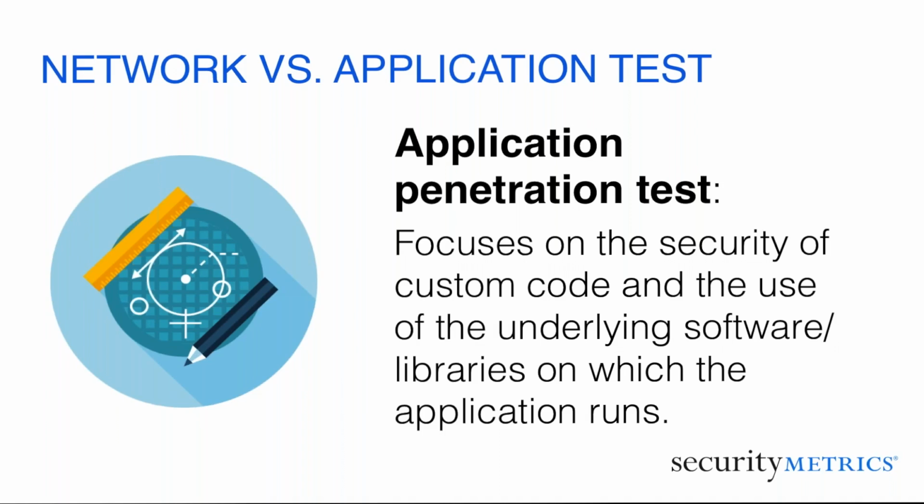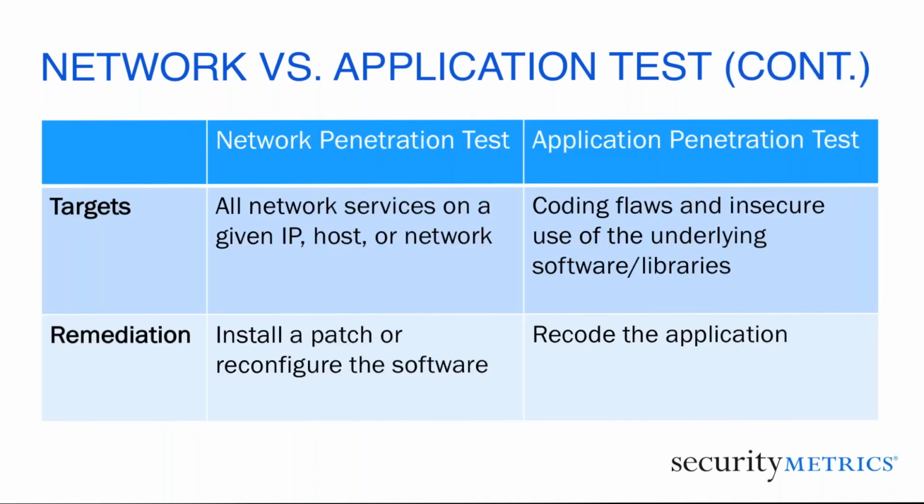A few years back, around 2007, the PCI industry introduced the concept of a network pen test and an application pen test, and it's cross-industry by this point. Oftentimes there's confusion between the two, so let's talk about the difference. An application pen test focuses on the security of custom code and the supporting software, while a network pen test focuses on software that wasn't written for the organization. We're talking about Microsoft, Apache, Linux: software that's generic and available for all users.